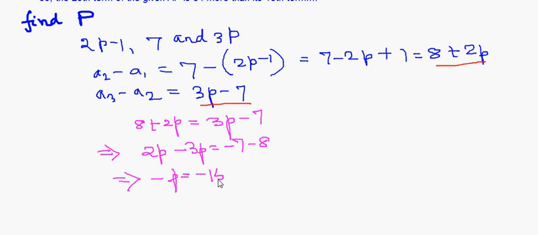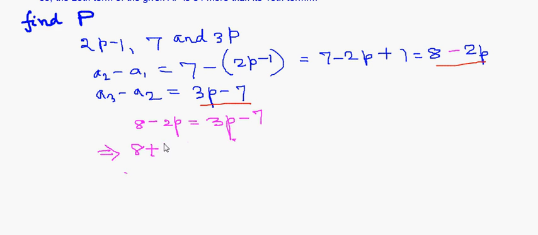Oh, did I make any mistake somewhere? Oh yeah, I made some mistake. Let me correct myself. Here, if you see, it should have been a minus 2P. So I'll just have to make a bit of correction here. So this will be a minus. So 8 plus 7 is equal to 5P. If I carry P to the other side, this gives me 15 equals 5P.